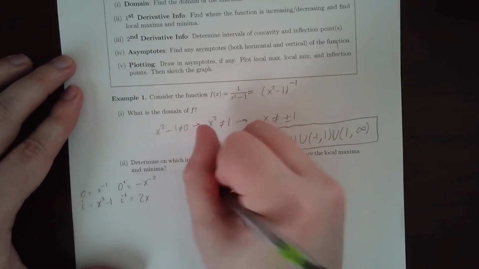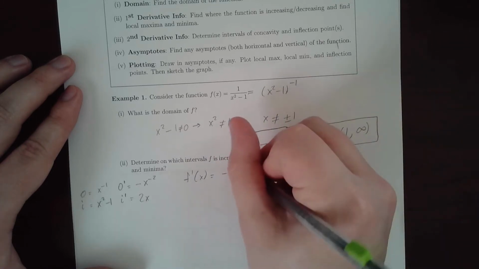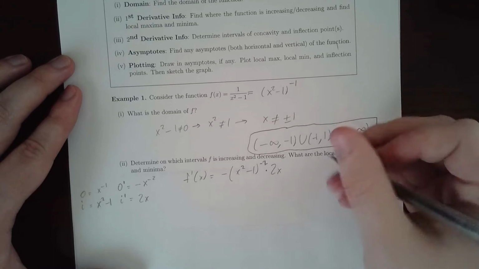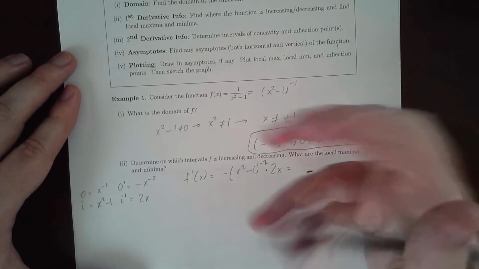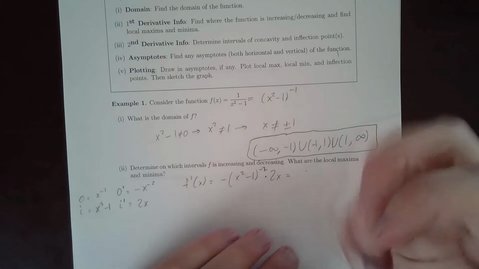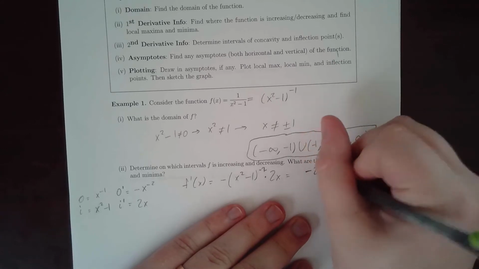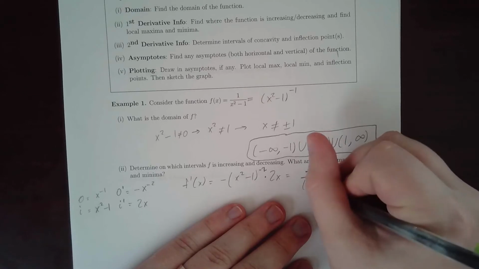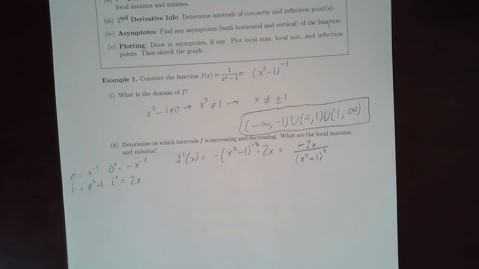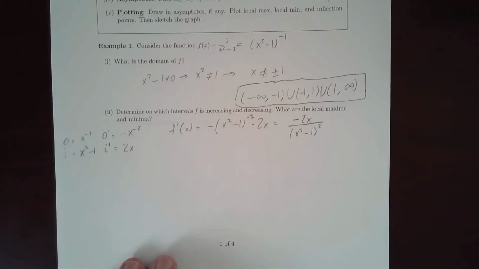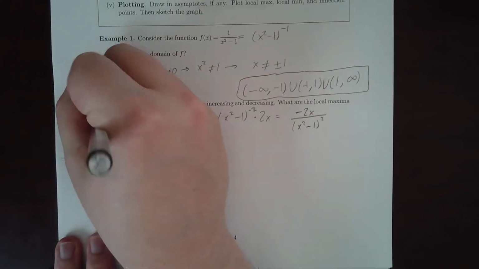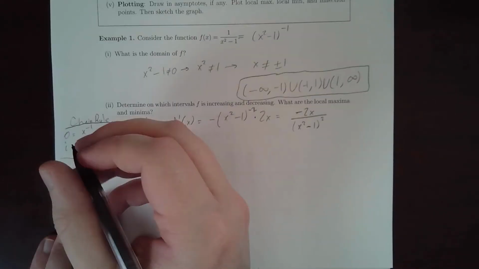So then the derivative will be negative x squared minus 1 to the negative 2 times 2x, which is the same thing as negative 2x over x squared minus 1 squared. Now, if we want to be able to look at where we're increasing and decreasing, we need to find our critical points. So this was how we did the chain rule. And so we want to be able to find the critical points.